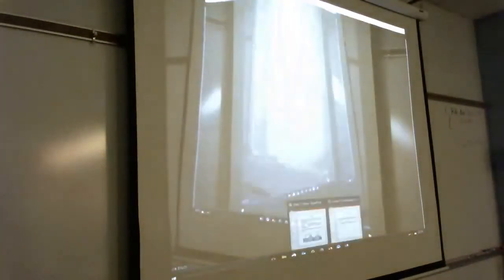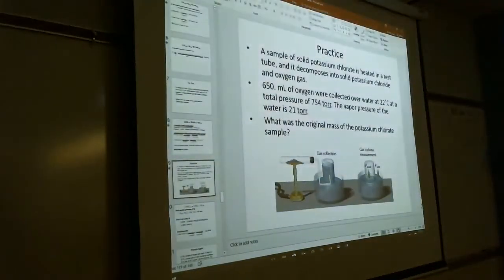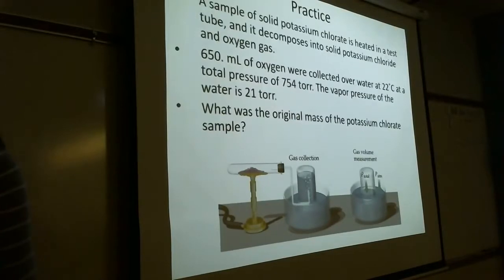This one's a lot easier to deal with because why? Is this one limiting reagent? No, it's not, right? I didn't give you the mass of the solid this time. I just gave you information about the gas. So that means I don't have to do 2 calculations. I have to do 1, right?